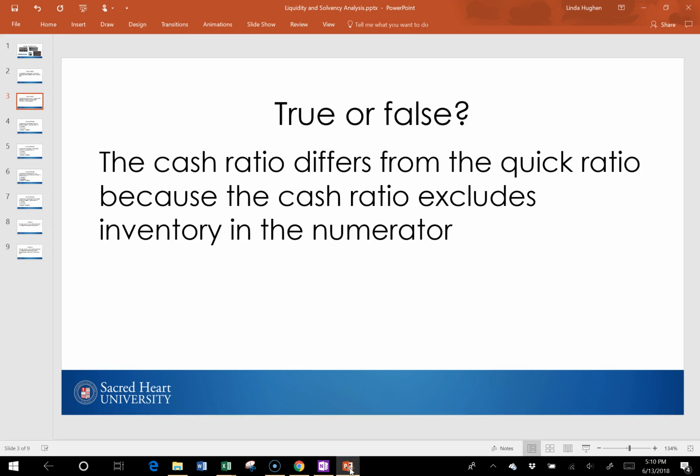All right, next one. True or false? The cash ratio differs from the quick ratio because the cash ratio excludes inventory in the numerator. Pause here so you can think this through and come up with your own answer.